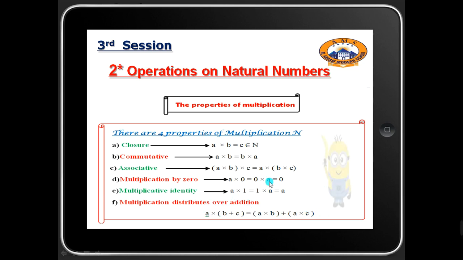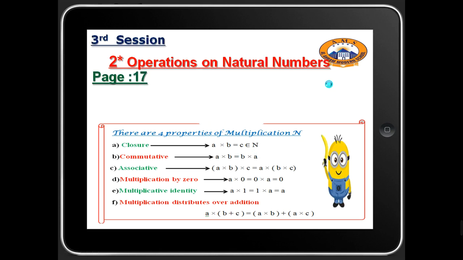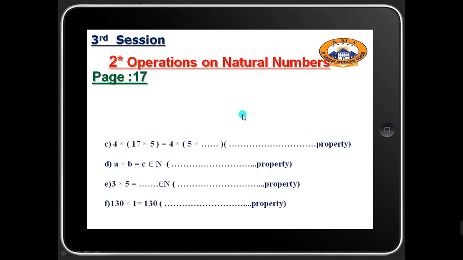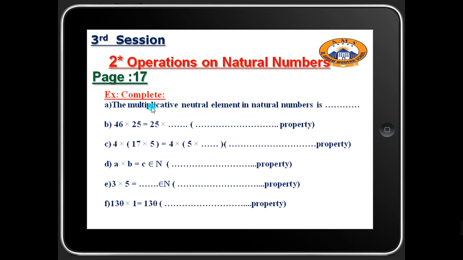Okay, let's have an exercise to help us understand these properties better. On your page 17, first complete the multiplicative neutral element in the natural numbers. Here we'll talk about the multiplicative. Please, my dear students, read it carefully before you answer this question. This is so easy, by the way. Multiplicative neutral element, the multiplicative identity, the number that doesn't change the value. So yes, all of you clap your hands for yourselves. This is number 1.